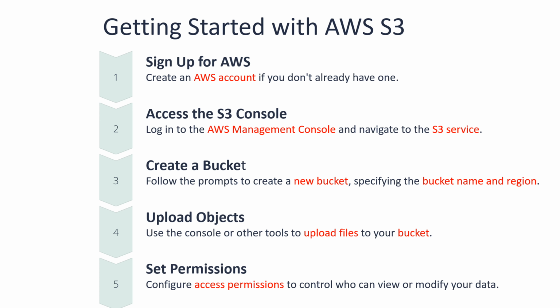To get started with AWS S3, create an AWS account. Then log into the AWS Management Console and navigate to the S3 service. Then follow the prompts to create a new bucket. Specify the bucket name and region. Then use the console or other tools to upload files to your bucket. Then configure access permissions to control who can view or modify your data.